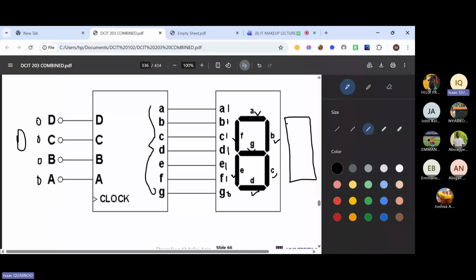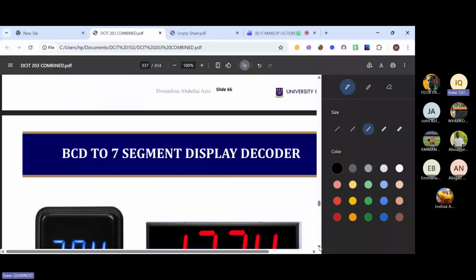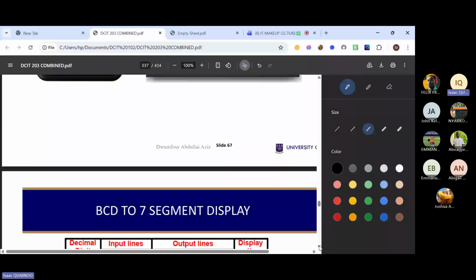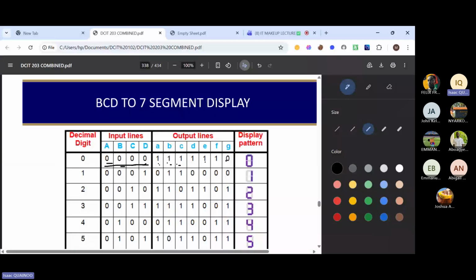Something like this, okay? We don't cross the middle. So all the A, B, C, D, E, and F are going to be high with the exception of our G, okay? So you realize that right here, everything is high with the exception of our G, just as you illustrated. So for 1, our BCD is going to be 0, 0, 0, 1, right?